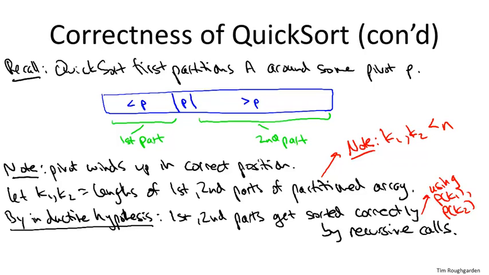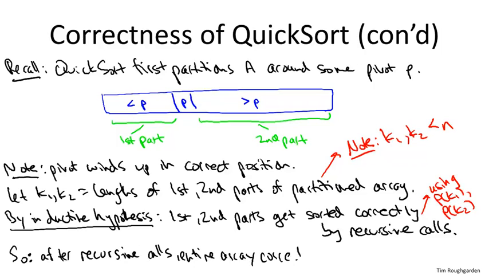So what's the upshot? The upshot is Quicksort's going to be correct. The first recursive call puts all of the elements that are less than the pivot in the correct relative order. Next comes the pivot, which is bigger than all of that stuff in the first part and less than all of the stuff in the second part. And then the second recursive call correctly orders all of the elements in the second part. So with those three things pasted together, we have a sorted version of the input array.